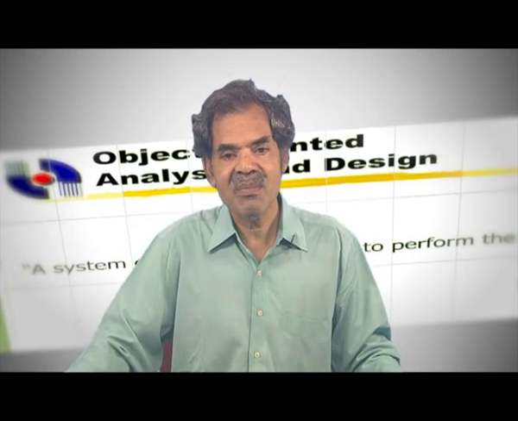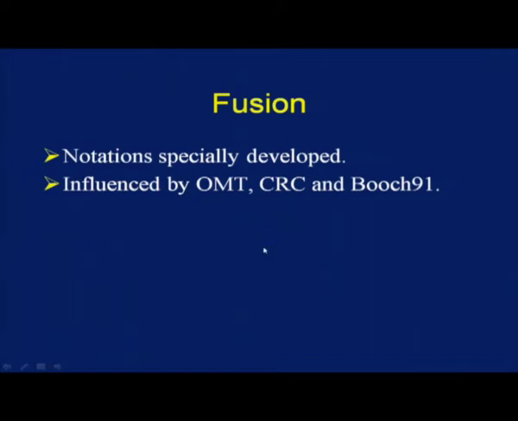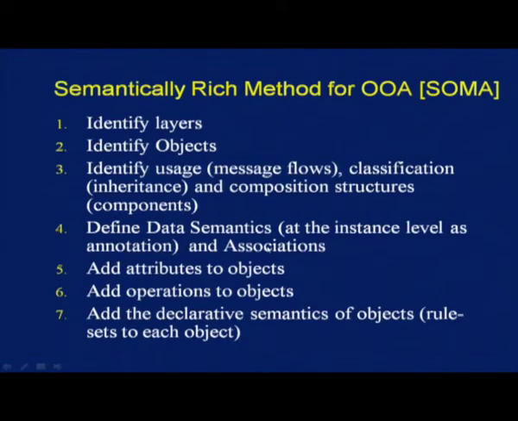Fusion is cited as a first method, but the core weakness remains this, an oversimplification, and we couldn't do much on that. Semantically rich method for OOA, SOMA: identify layers. Please remember the earlier discussion on hierarchy; identify layers, they were called levels in Schleiermacher method, identify objects, identify usage, define data semantics, add attributes to objects, add operations to objects, add the declarative semantics of the objects. We are very good in computing to come up to syntax, it is very fast.